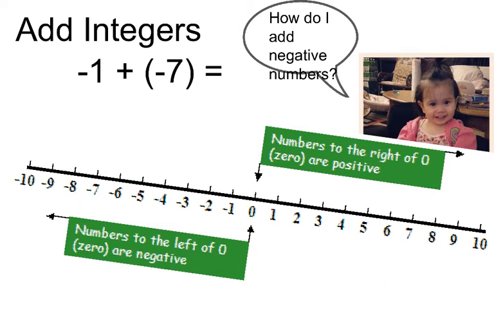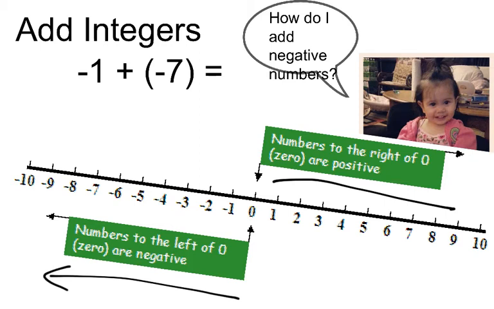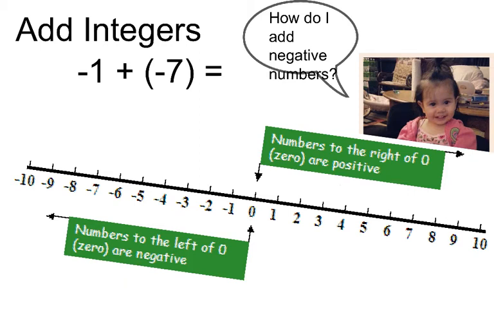Now, when we add integers that are negative, we need to go the opposite way on the number line. So, of course, we remember that numbers to the right of 0 are always positive. Numbers to the left of 0 are always negative. So if we have a number like -1, we start at 0 and we go -1. And then I have to add 7 more negatives. So that would be 1, 2, 3, 4, 5, 6, and 7.